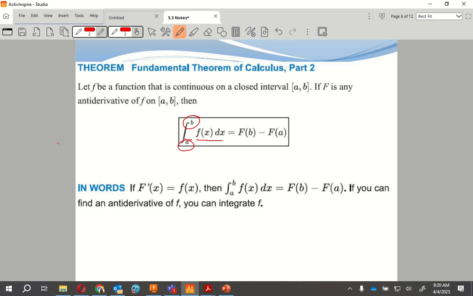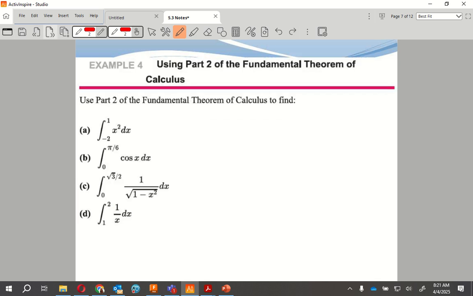So it's F of b minus F of a. Parentheses are always good on this one right here, because that's where a lot of people are going to screw up. Yes? Are we okay there? Okay, good.